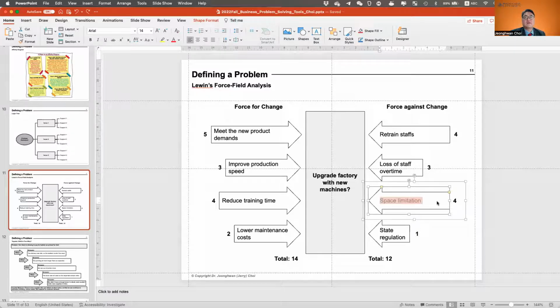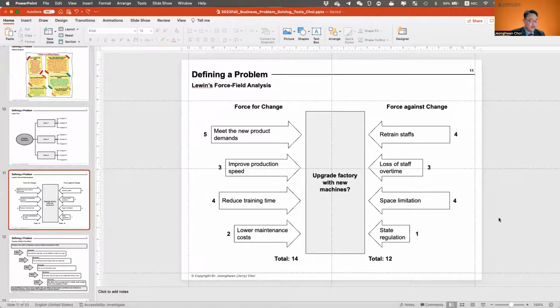And then there must be a space limitation to have a new robot system. Do I have enough land? Do I need to move up? Do I need to move somewhere else? That's the question. And the state regulation, probably the government rules give you a restriction on applying the new robot system. Probably, who knows? Then write it down.